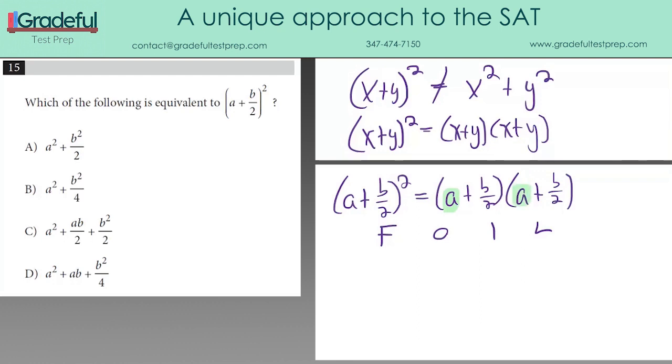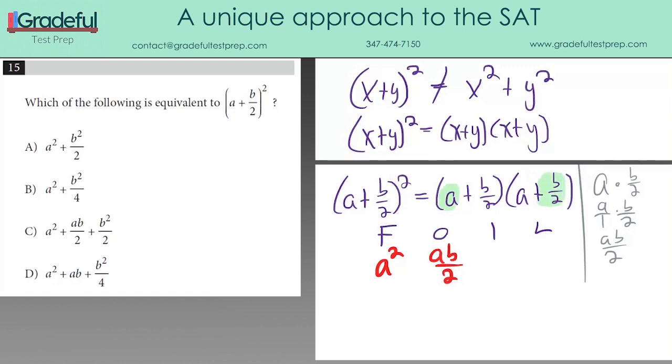First times first is a times a, and that'll be a squared. Outer times outer is a times b over 2, and that'll be ab over 2. Now, by the way, that could have been a little confusing for some people right there, because one number was a fraction and one number wasn't. So if I had a times b over 2, I want to think of that as a over 1 times b over 2, and that's how we get ab over 2.